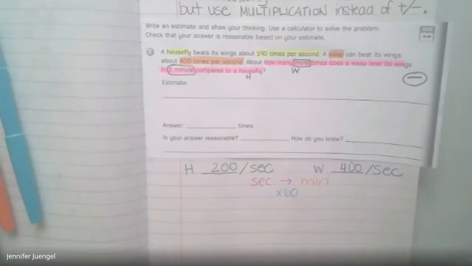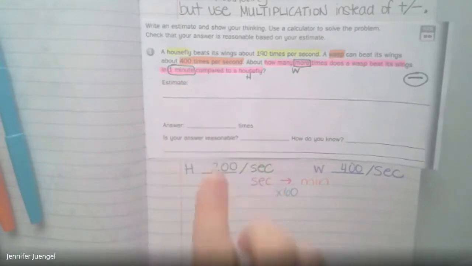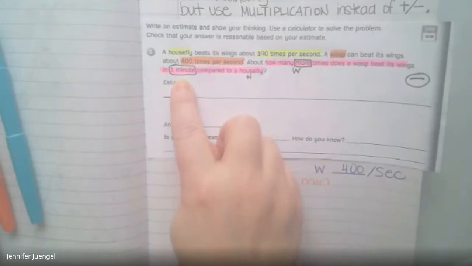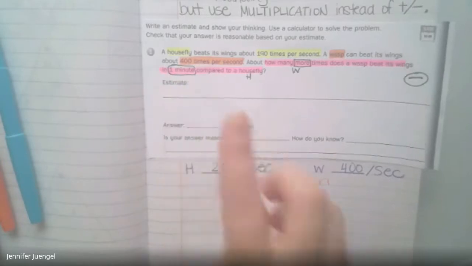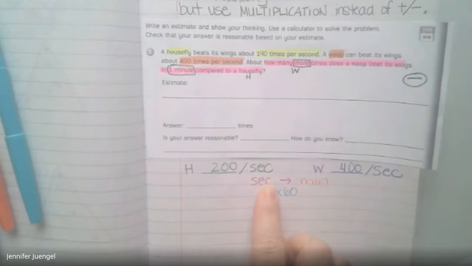So I know I can do these two numbers for my rounding and my estimation, but now we need to do that work of how are we going to find the estimate? Now, remember, we have to do not just per second, we have to do in 1 minute. So what we're going to have to do is multiply. Well, if the housefly does 200 beats per second and there are 60 seconds in 1 minute, I'm going to multiply 200 times 60. And that will give me the answer that I need for the housefly.